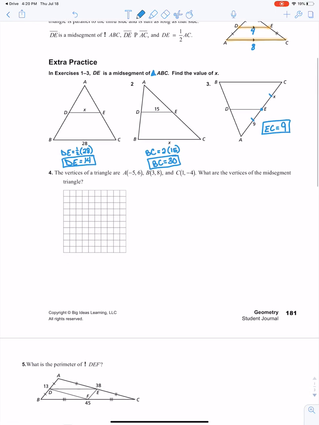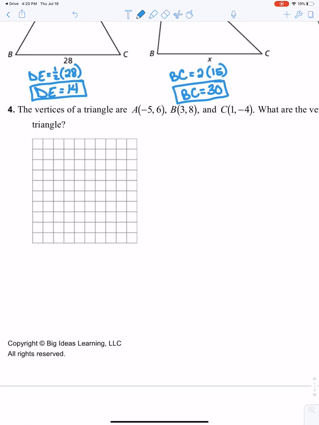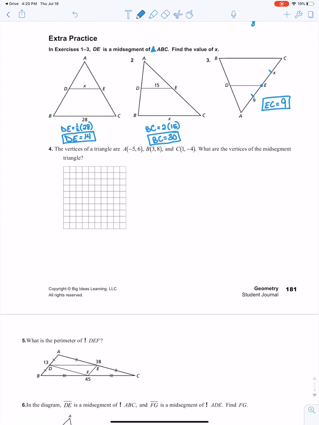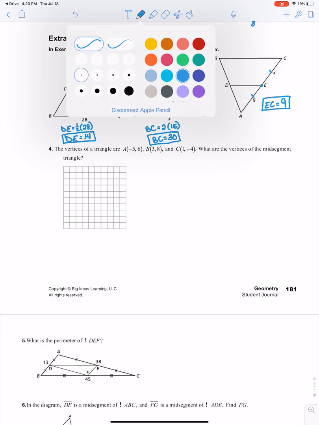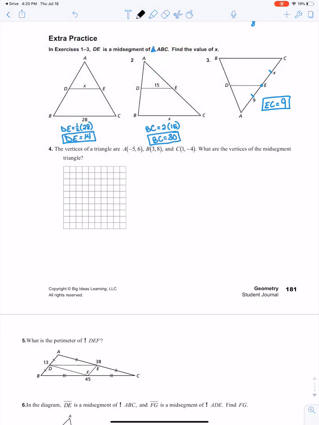All right, so part number 4. The vertices of a triangle are (-5, 6), (3, 8), and (1, -4). What are the vertices of the mid-segment of the triangle? Well, we have to graph that first. So let's get a graph on here.